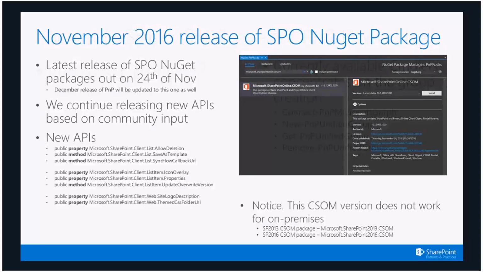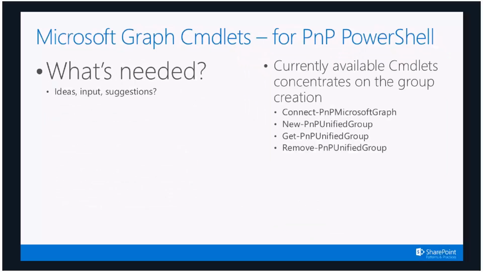Good. Microsoft Graph cmdlets. This was one thing we wanted to quickly have a look at. Not a super compelling slide, but as part of the November release of PnP PowerShell, we released a new set of cmdlets: Connect-PnPMicrosoftGraph, New-PnPUnifiedGroup, Get-PnPUnifiedGroup, and Remove-PnPUnifiedGroup. Those are really for provisioning modern team sites, or rather groups together with the modern team site, in SharePoint Online using PowerShell.